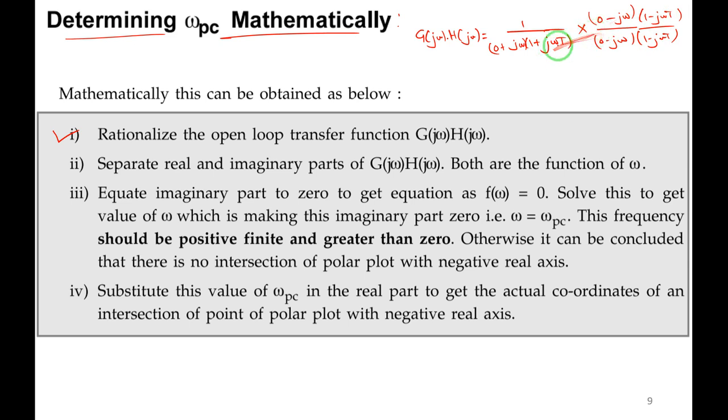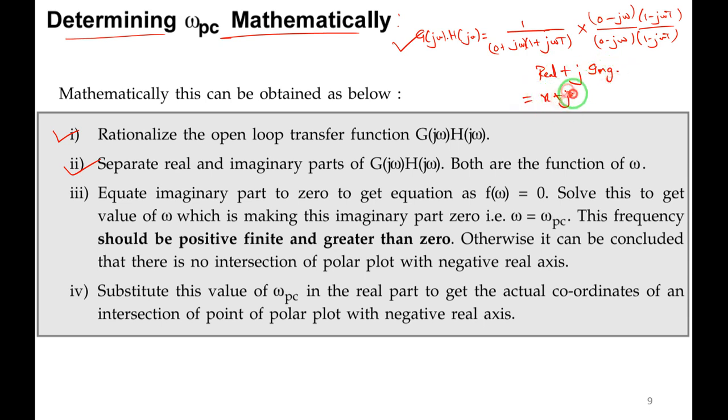I hope you know how to rationalize, right? 0 plus j omega is there, so 0 minus j omega I will be taking, exactly the opposite. I will take it in both numerator as well as denominator, so mathematically it should be correct. 1 plus j omega T, 1 minus j omega T. You multiply and do all those things. So rationalize the given open loop transfer function first. Then separate the real and imaginary parts. Finally, the real part should be separate: real part plus j of imaginary part, separated like this.